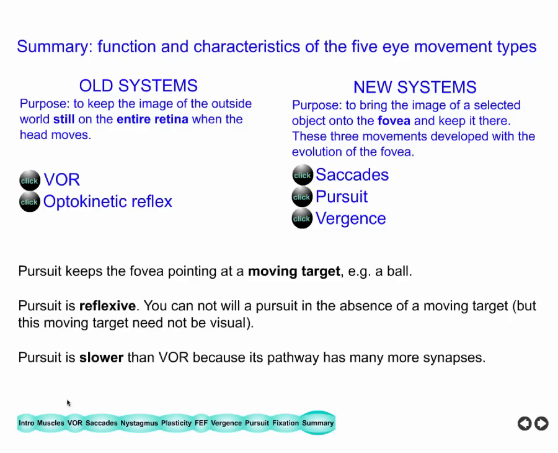Now the pursuit is slower than the VOR because it's got more synapses, so it's less able to reflexively stabilize your eye. But you usually need a moving saccade.